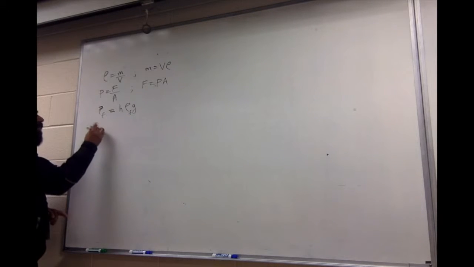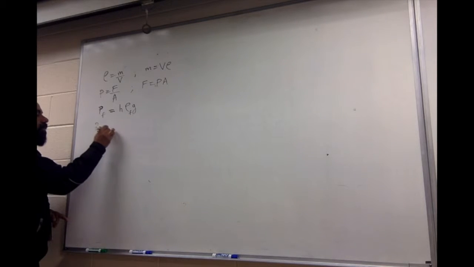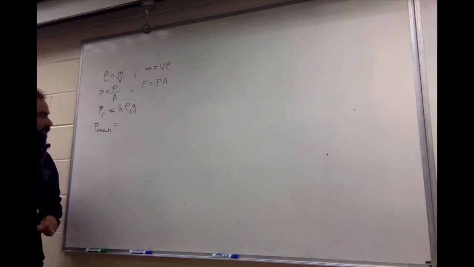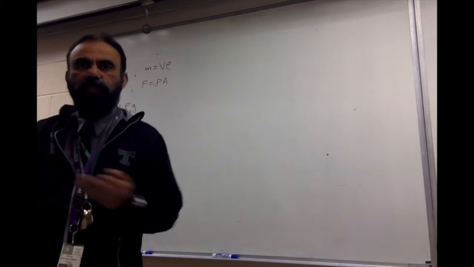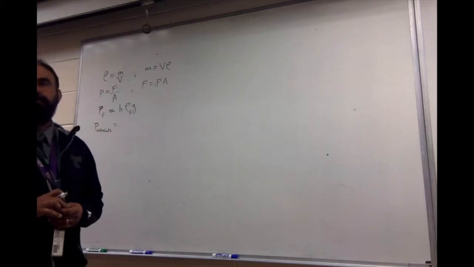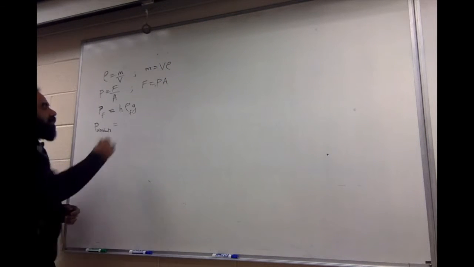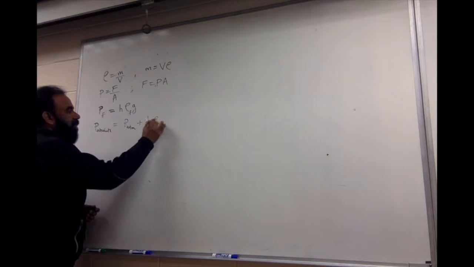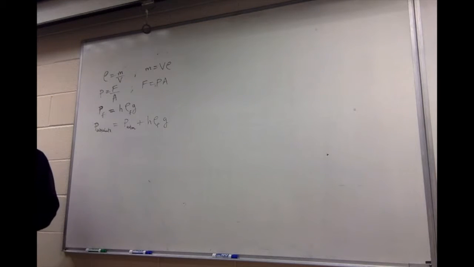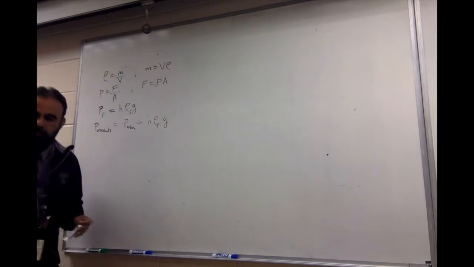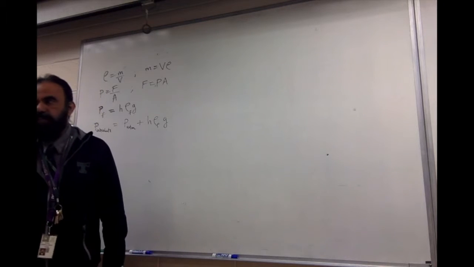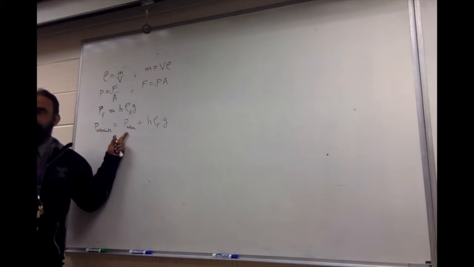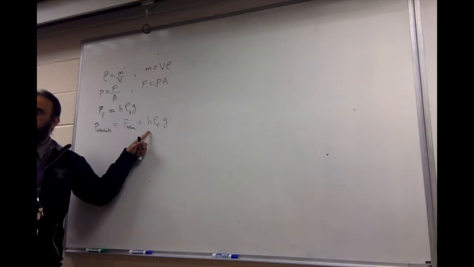What's the absolute pressure? What's the real pressure as you go down in a fluid? P atmosphere plus the P fluid, which is h rho F g. This is the absolute pressure, meaning the real pressure. So if you're going down so many meters in a lake, the real pressure there is whatever is already on the surface plus the pressure by the fluid. You get it?